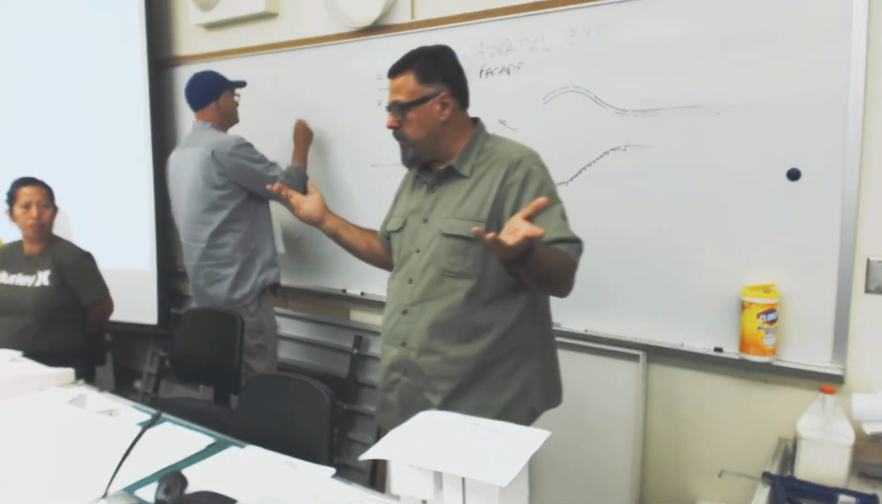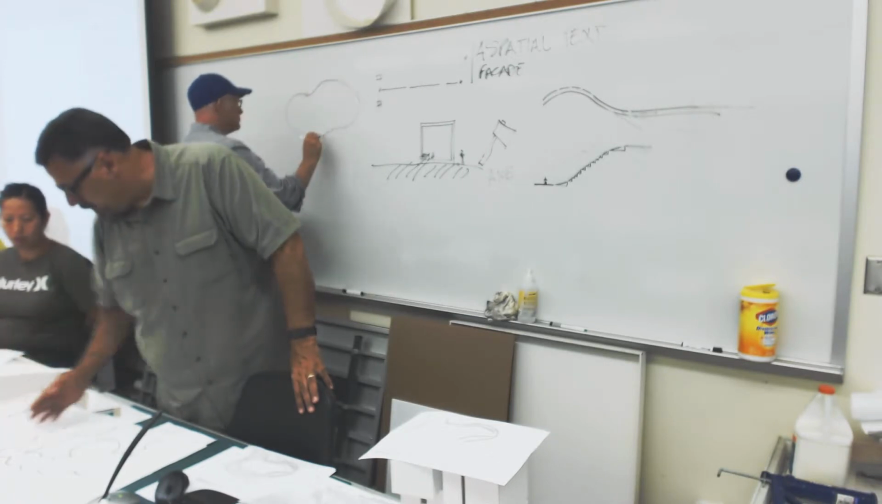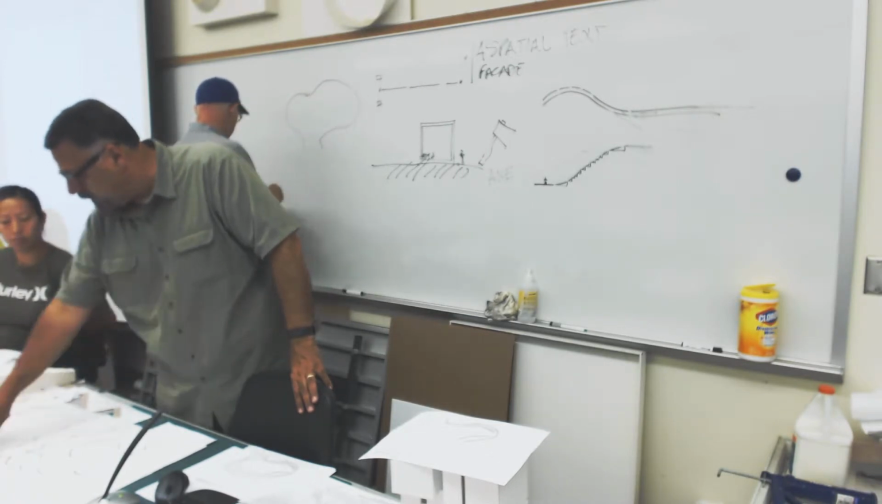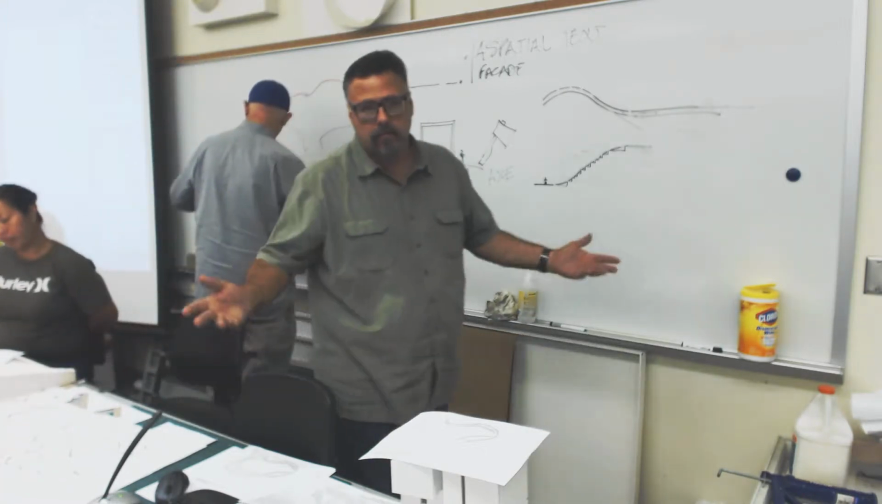The building can only go one of two places. It can either go here, which will make it visible from the parking lot down below, or you can put it over here, which means it's not visible from down below.